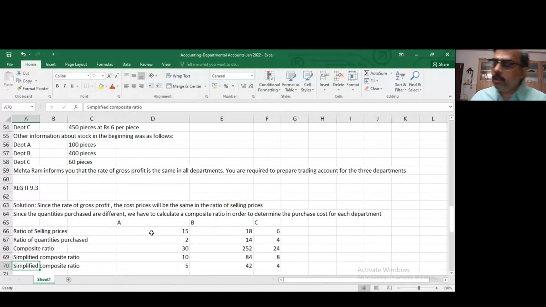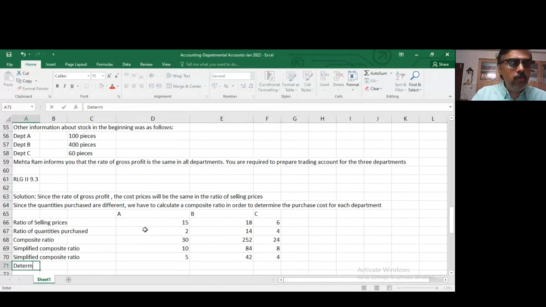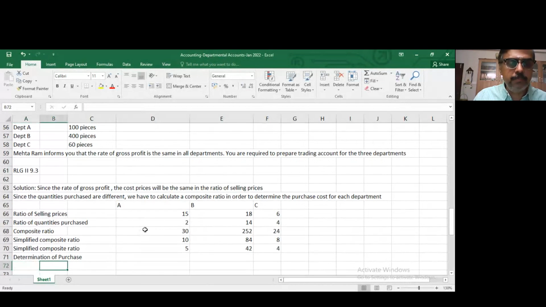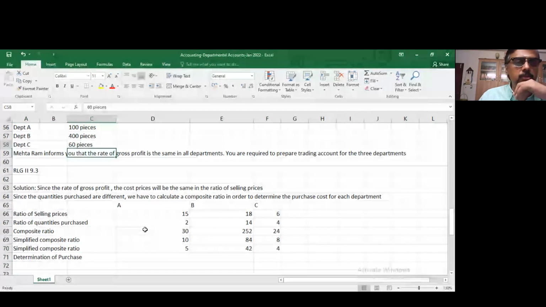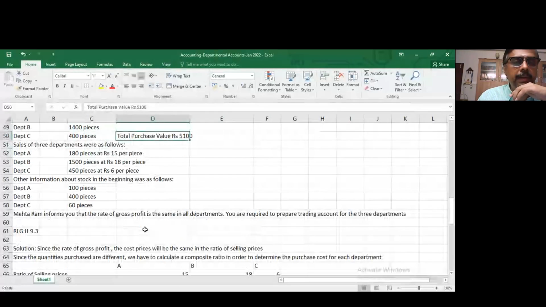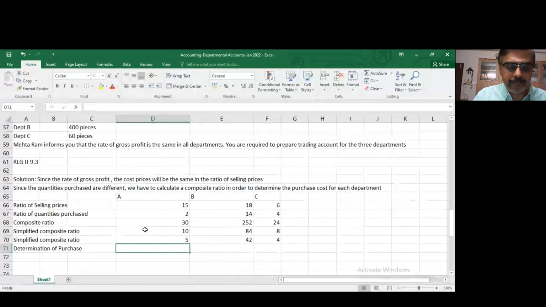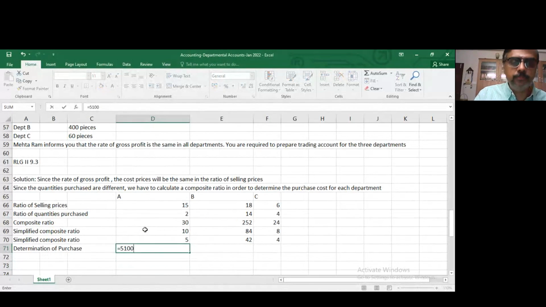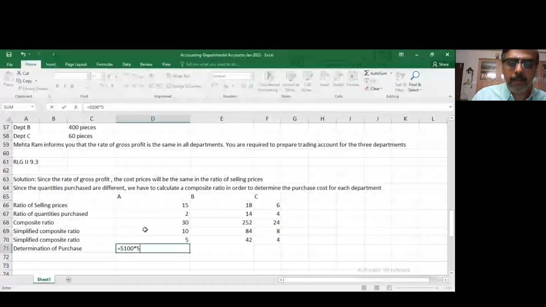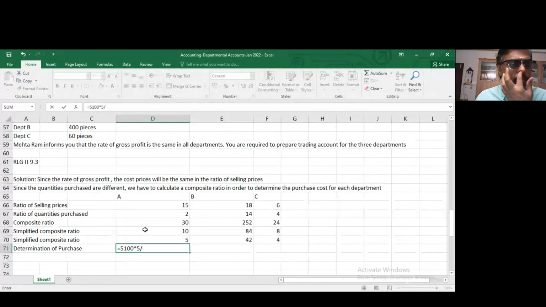Now I'm going to determine the purchase of each of these departments in this ratio. Determination of purchase. How to do this? Very simple. Total purchase value as per the question is how much? 5,100. I'm going to divide this 5,100 in this ratio. So 5,100 into 5 by, add up all three, 5 plus 42 plus 4.